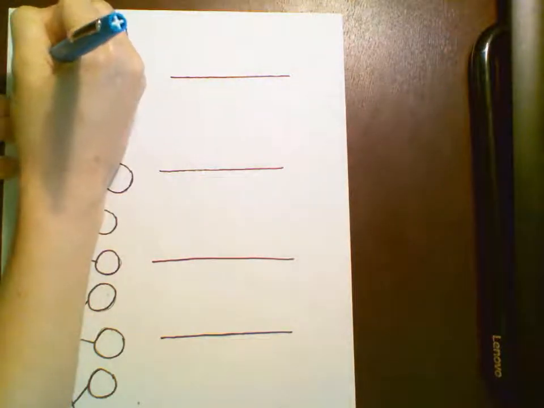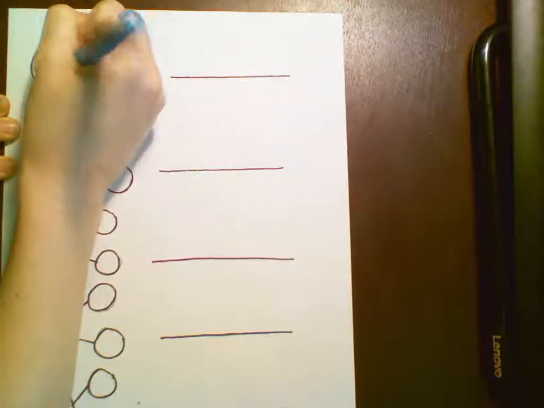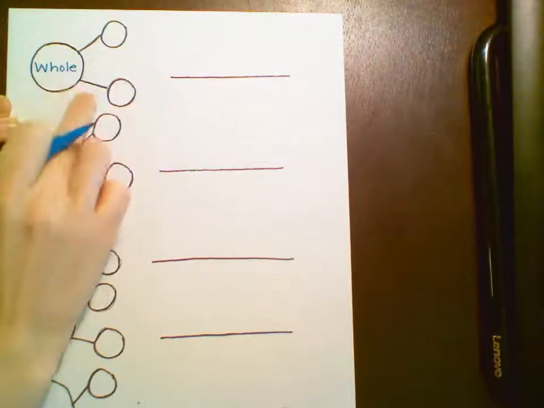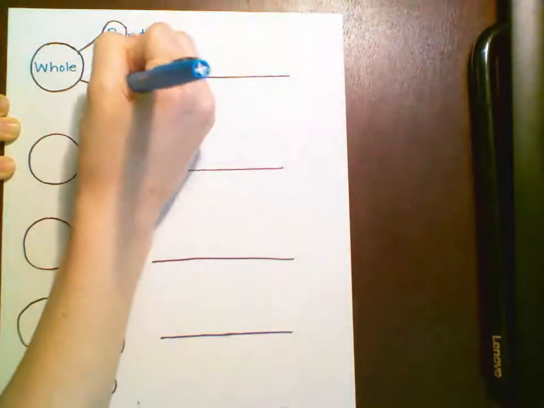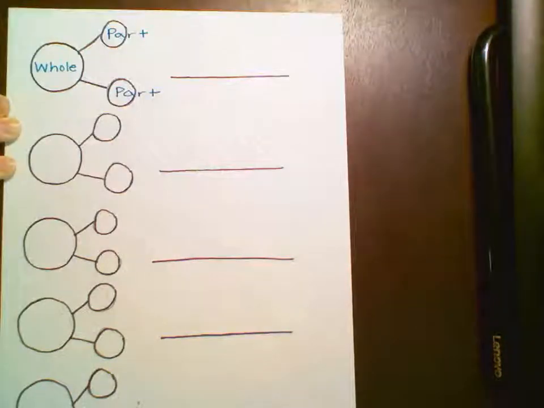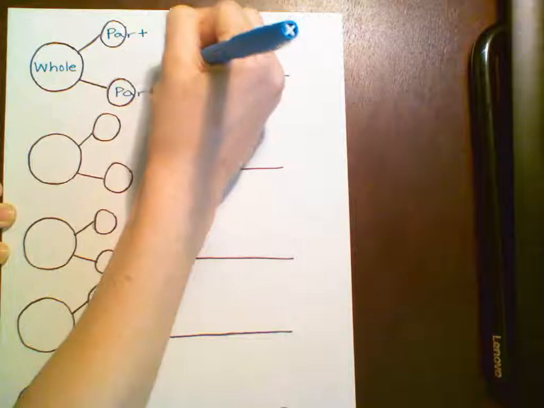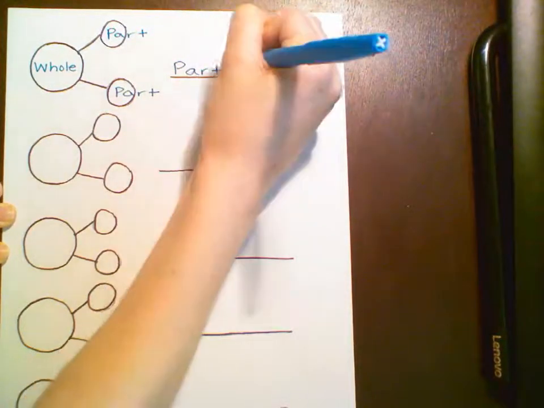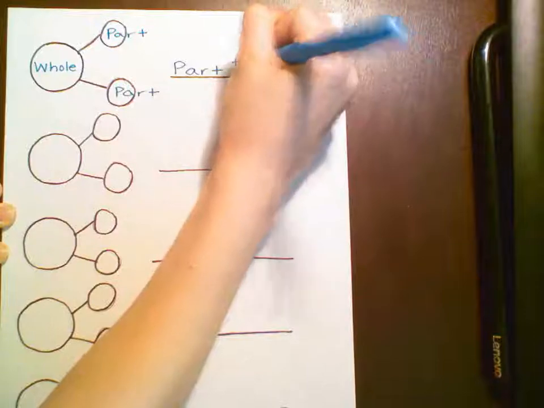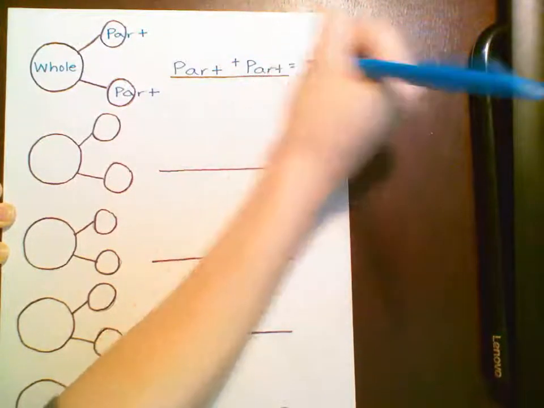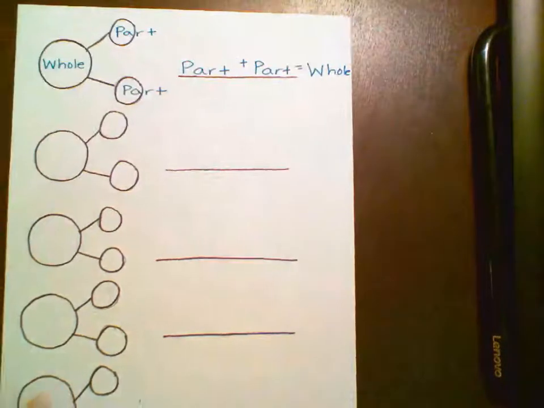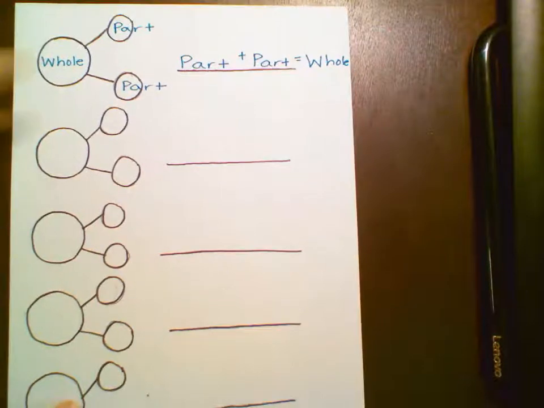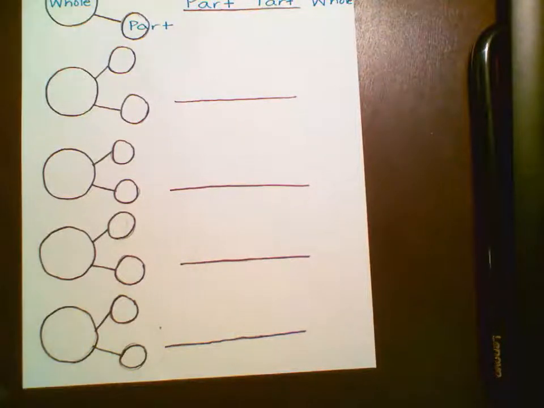Only this is our whole, and these two small circles are our parts. But just like our part whole mat, we're going to see that part plus part equals whole. So I can always make a number sentence out of my part plus part equals whole. So let's make some.